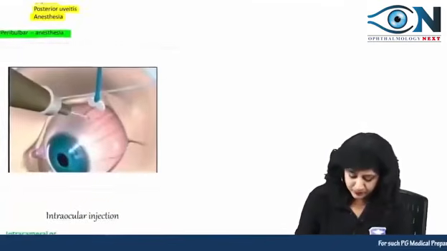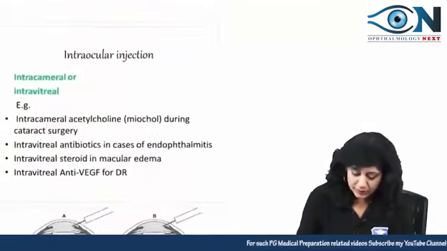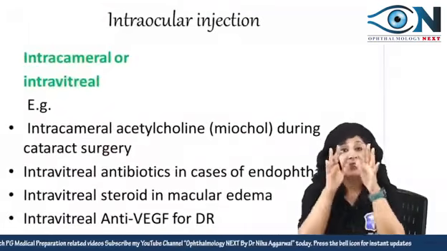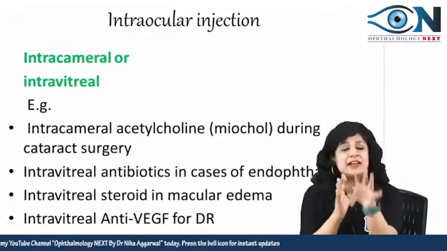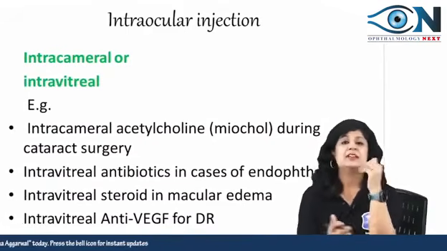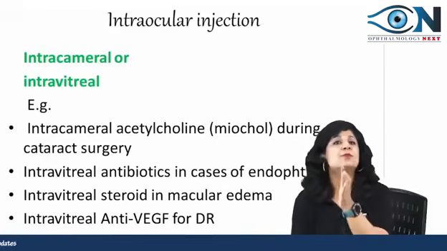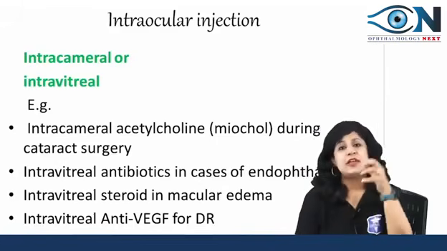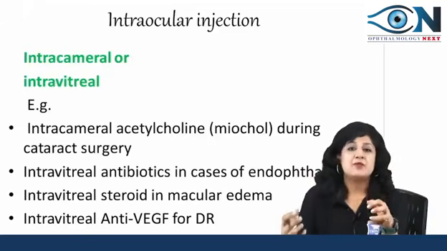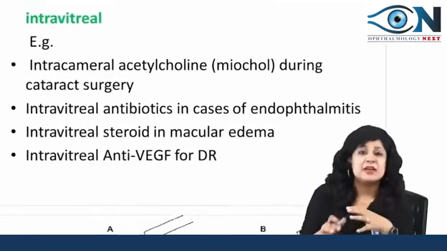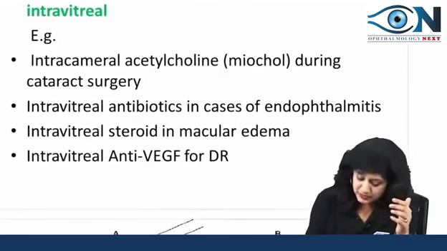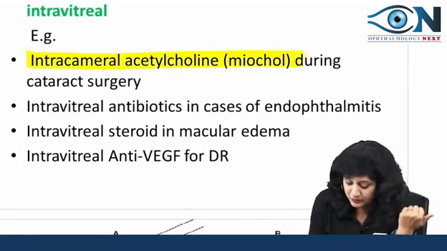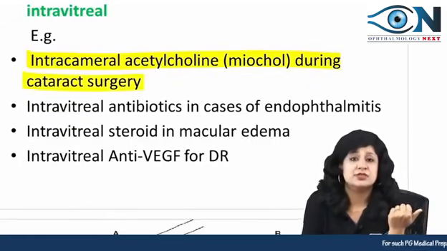All right. Now we will talk about the intraocular injections, when you are giving the injections inside the eye. So we have an anterior segment, we have a posterior segment. In the anterior segment we have an anterior chamber and a posterior chamber, and then we have a vitreous cavity. So we can divide it into intracameral and intravitreal. Intracameral, as I told you, we are not using much, but still in order to document, intracameral acetylcholine we can give during the cataract surgery, right?